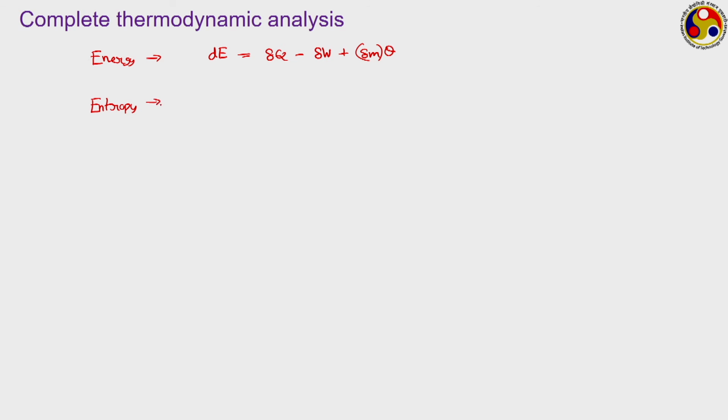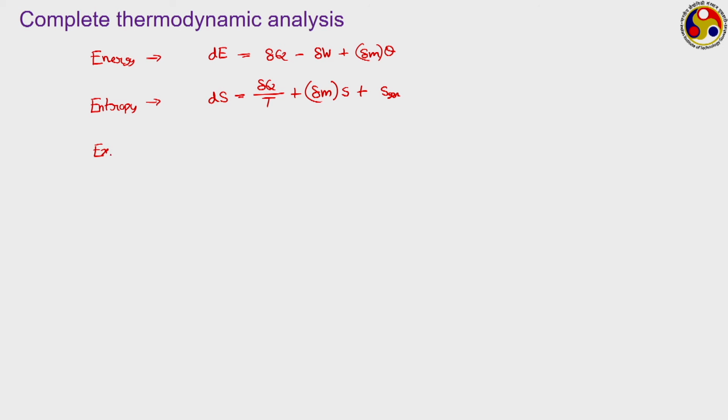Entropy is a non-conserved property because of the presence of entropy generation. So, we have change in entropy is equal to entropy transferred with heat, which is equal to del q by T. There is no entropy transfer with work, plus entropy transfer with mass, del m into S, plus entropy generation. Here we are writing on a per unit mass basis.